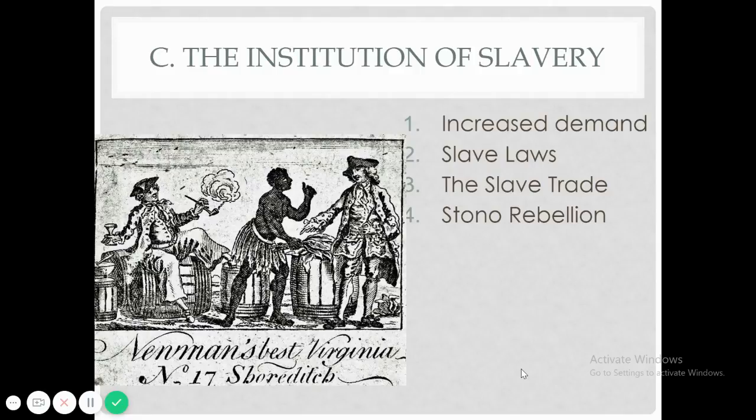But it was after this rebellion that the southern colonies tightened their control over slaves. They would make sure slaves did not assemble in groups. In fact, they made it illegal for slaves to assemble in groups, and more efforts were made to convert slaves to Christianity.